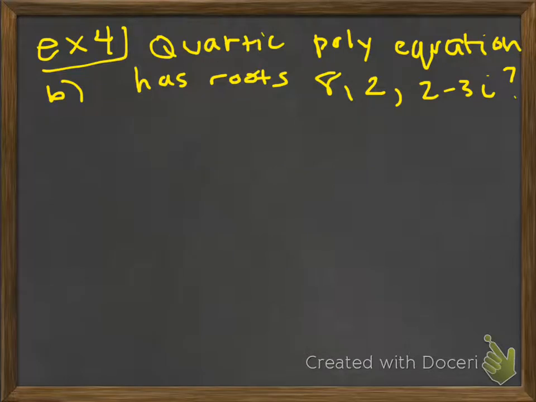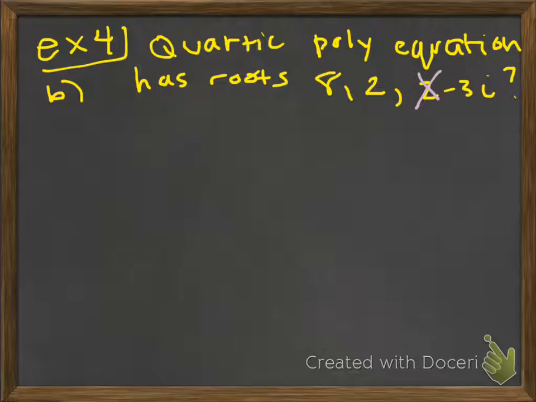The next example is example 4, and I'm going to do letter B because letter B is the more difficult one of the two. In letter B, the imaginary answer says 2 minus 3i. I want you to cross the 2 out and just make it a negative 3i. So again, this problem is telling you it's a quartic polynomial, which implies we get 4 answers.